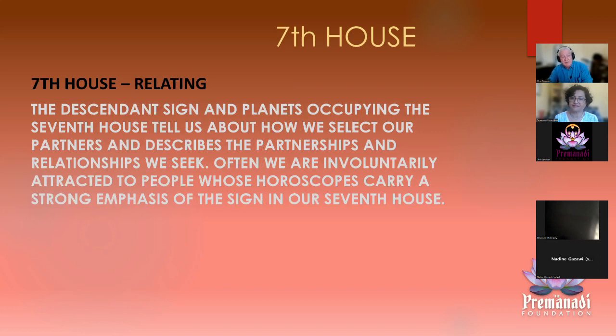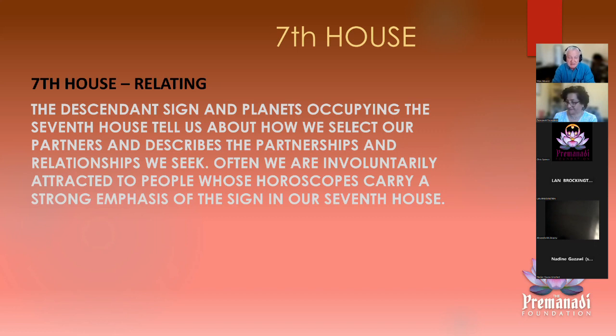The 7th house has to do with relating. The descendant sign, you see that it says descendant sign. I thought we had talked about the ascendant sign earlier. Yes, that is the 1st house. But what is the 1st house plus 6 houses? That's the 7th house. So the opposite to the 1st house is the 7th house. The 1st house is the ascendant. The 7th house is the descendant.